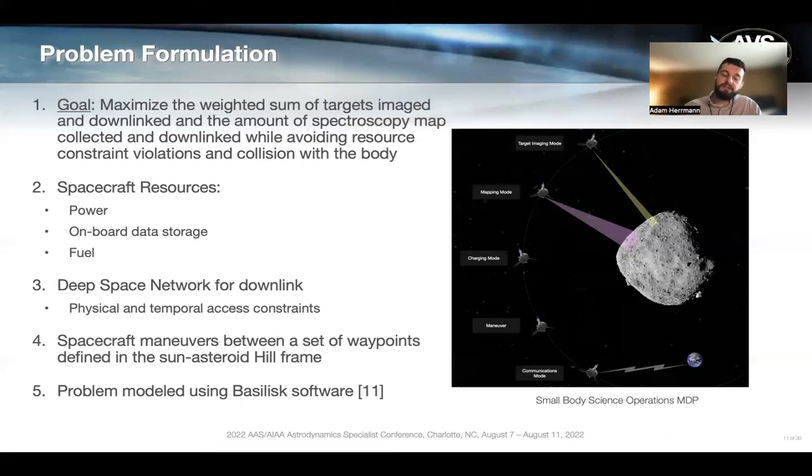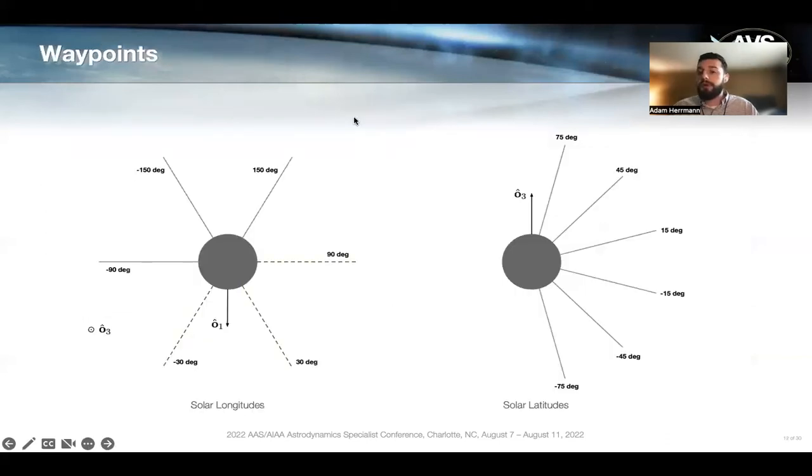To complete these objectives, the spacecraft maneuvers between a set of waypoints that we define in the Sun-asteroid Hill frame, and we model the problem using the Basilisk astrodynamics software. We have 6 separate solar longitudes and 6 separate solar latitudes. That's 36 waypoints in total. Mapping occurs at 3 of the solar longitudes, so -30, 30, and 90 degrees. You can see those pictured here with the dashed lines.